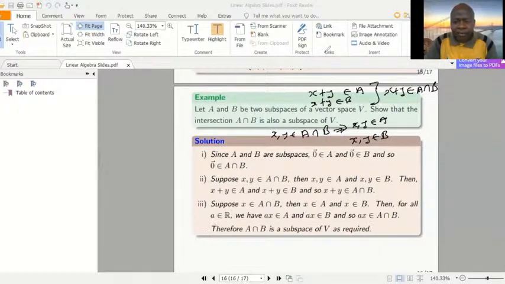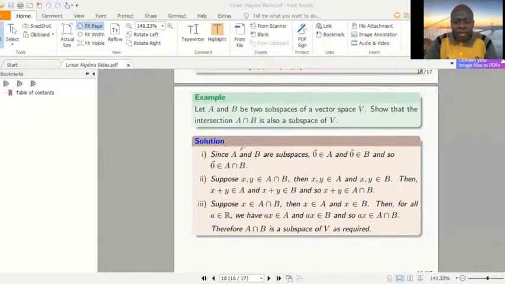So now I'm left to show the third property. I pick one vector in the intersection. Let me pick x in the intersection, and also pick a scalar a, a real number. Now, since x is in the intersection, this means that x is in A, and also x is in B.